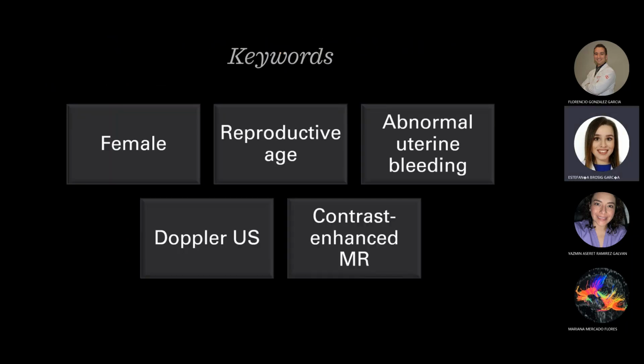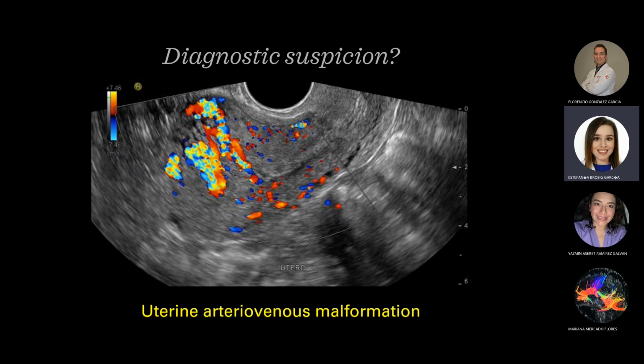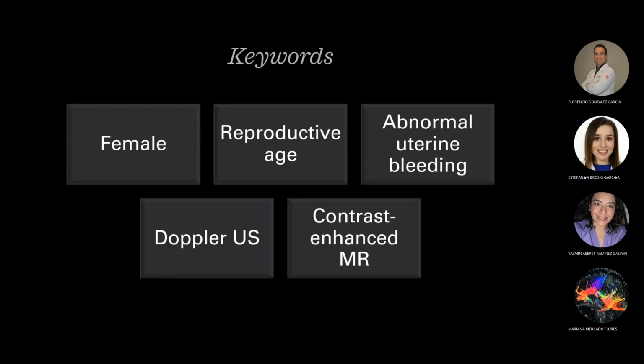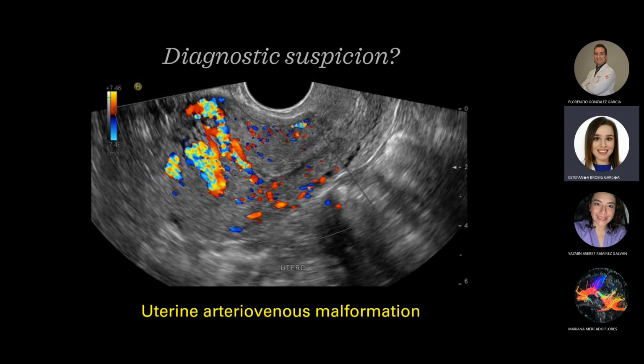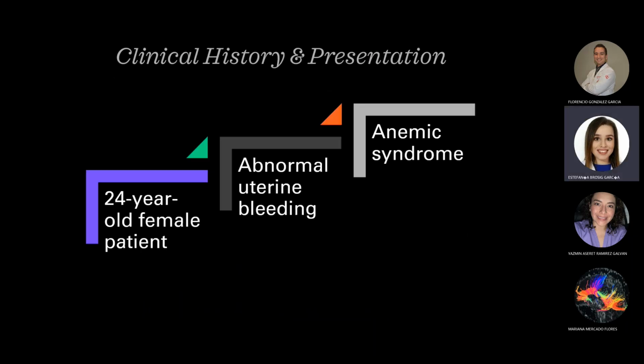Well, the keywords for our case are female, reproductive age, abnormal uterine bleeding, Doppler ultrasound, and contrast-enhanced MRI. The final diagnostic suspicion was, in the first possibility, uterine arteriovenous malformation. Well, we have a clinical history and presentation.